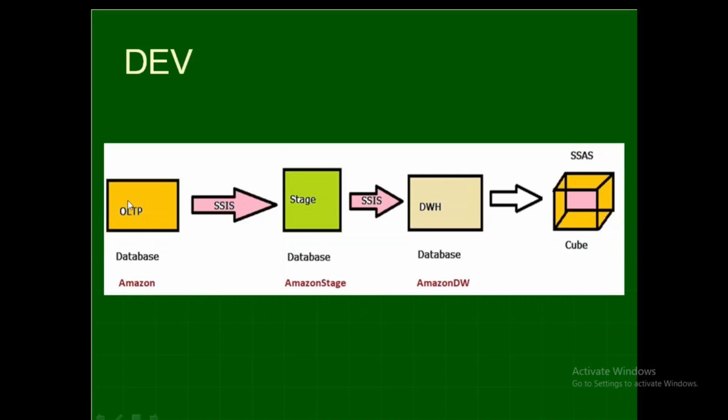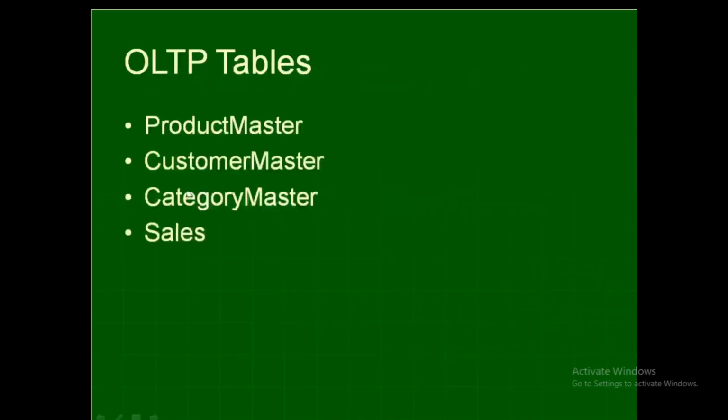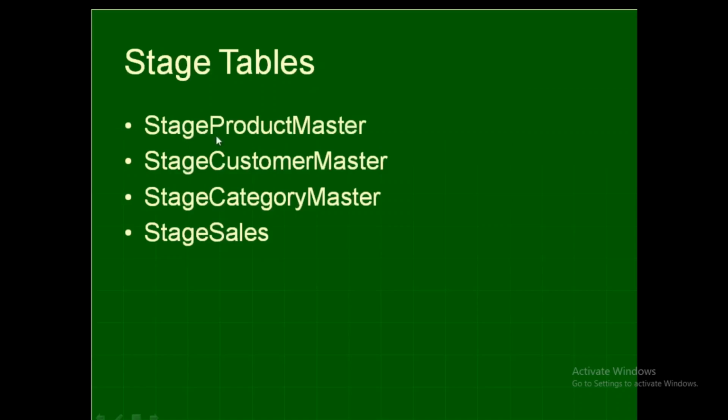The data may be coming from Oracle to stage, or from OLTP, which could be an Excel sheet, a flat file, or anything else. The data has to come to the stage. Whatever tables you have in OLTP, the same tables will be there in stage, but the naming convention will be like this.